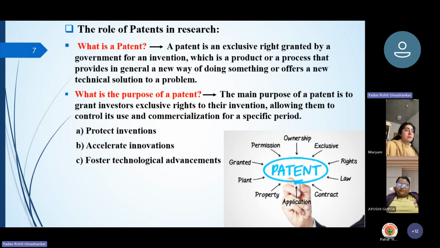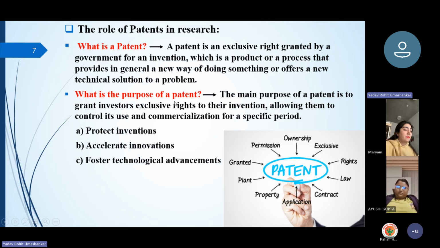So a patent is nothing but an exclusive right which is granted by a government for an invention, and it is a product or a process that provides in general a new way of doing something or offers a new technical solution to a problem. So if you are doing some research and you got to know that it is totally new, then through patent, that invention can be protected. It is basically a government law to protect your invention.